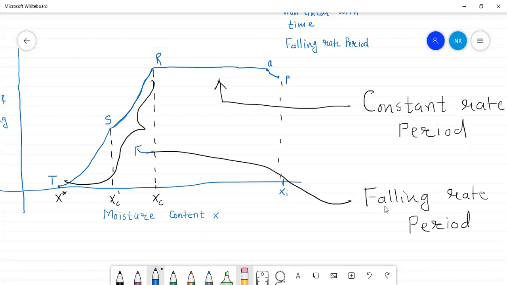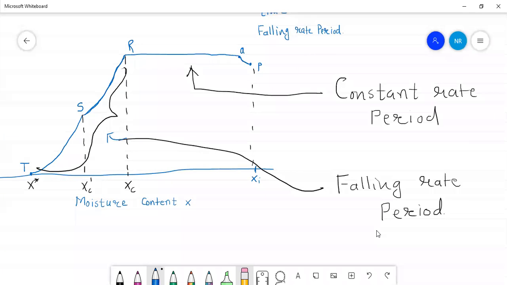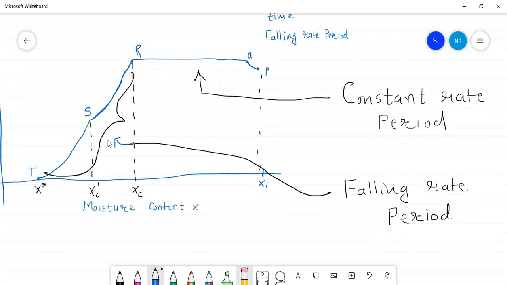So right now we start deriving the equation for the constant rate of drying, the constant rate period, then we solve for the falling rate period. First we derive the equation for the constant rate of drying, and then we derive the equation for the falling rate period.